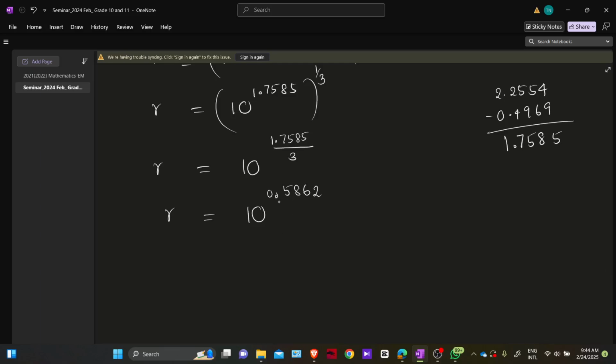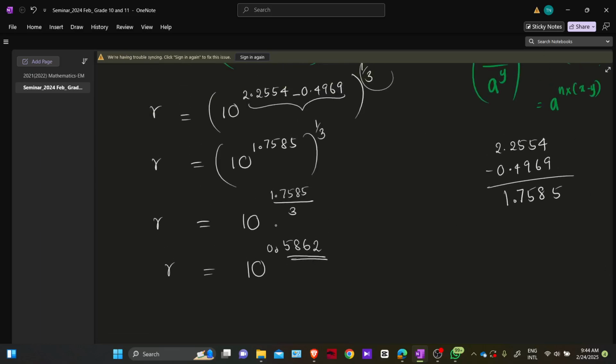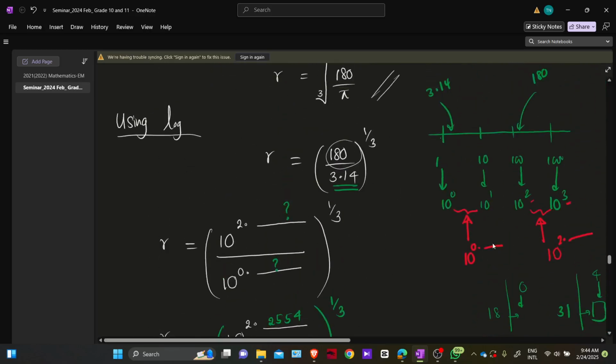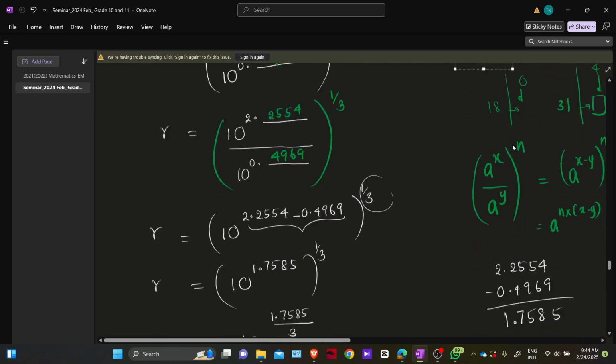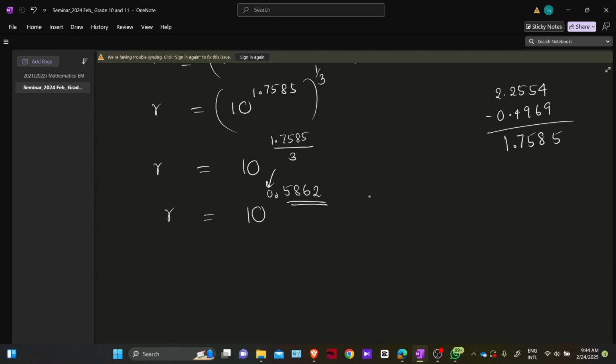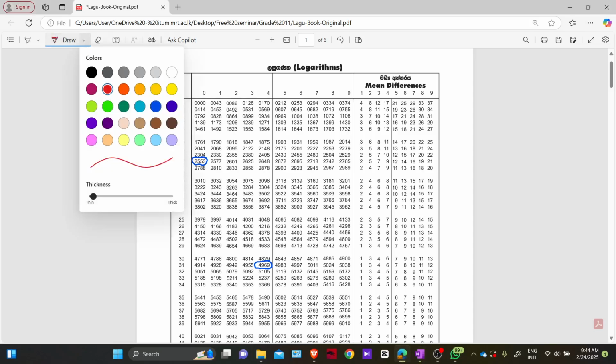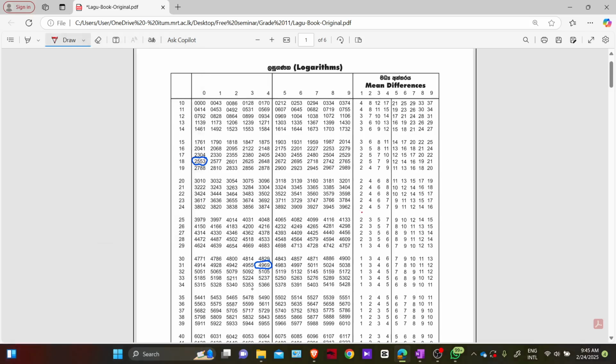Now you need to find the location of this value. Remember, the main number is 0 point something. 10 to the index 0 point something means the final output will be between 1 and 10. Right. Let's find the location of 5862. Where's 5862?